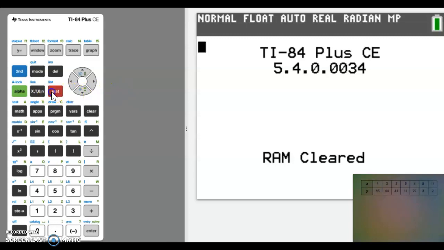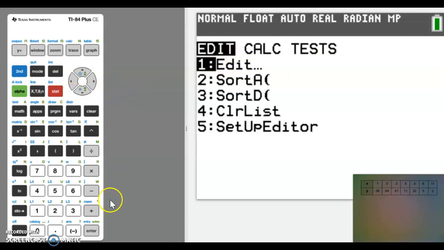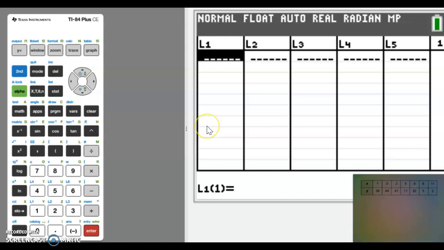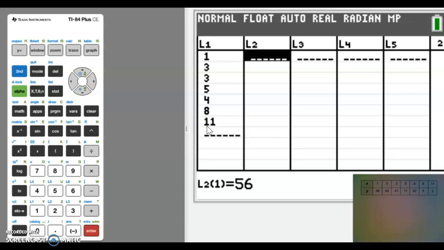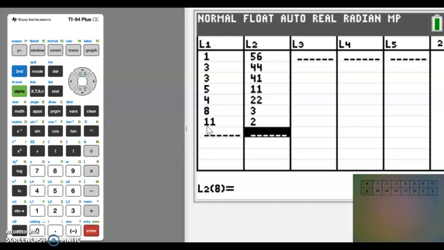Okay, I'm going to go ahead and go to stat. I want to go to edit, so just press enter. I'm going to enter my data points very carefully. 1, 3, 3, 5, 4, 8, 11. Okay, and then 56, 44, 41, 11, 22, 3, and 2. Again, if I go faster, just pause me.